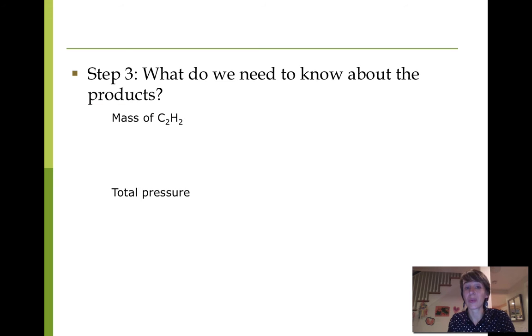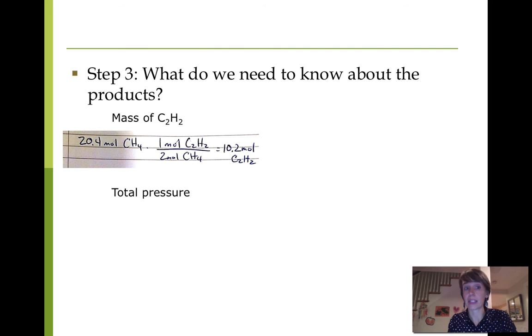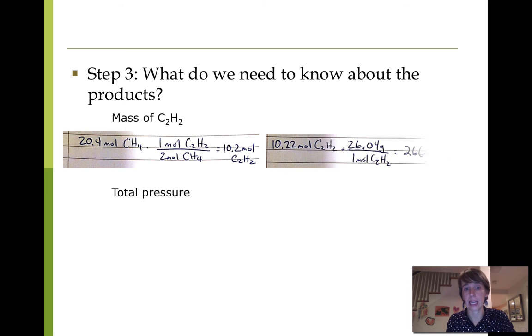Step 3 is, what do we actually need to quantify about these products? So the first thing is the mass of acetylene. And this part is relatively straightforward. We've already calculated our moles of acetylene, did this step on a previous slide. Now we just need to do a molar mass conversion. So we end up with 266 grams of acetylene.